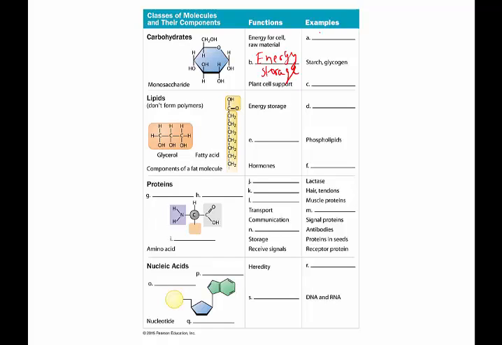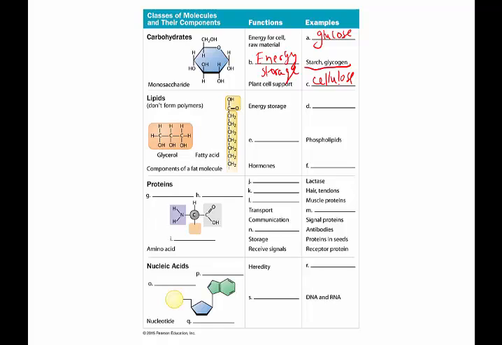For energy for the cell or raw material, you can think of things like glucose. Again, starch and glycogen are good examples of energy storage. And for plant cell support, remember we have cellulose. Cellulose had all those hydrogen bonds that gave cellulose much more structure and support compared to other polysaccharides.